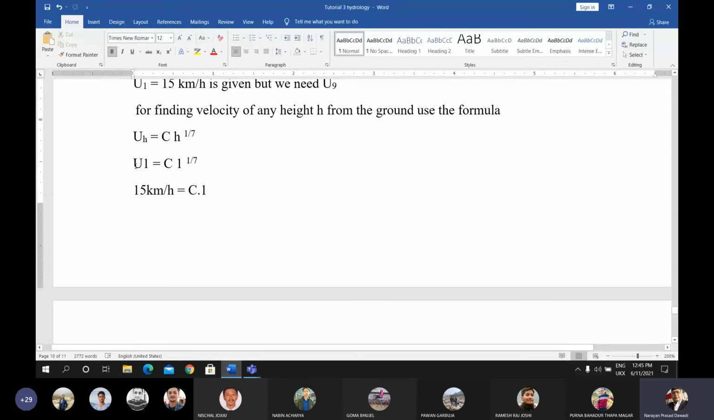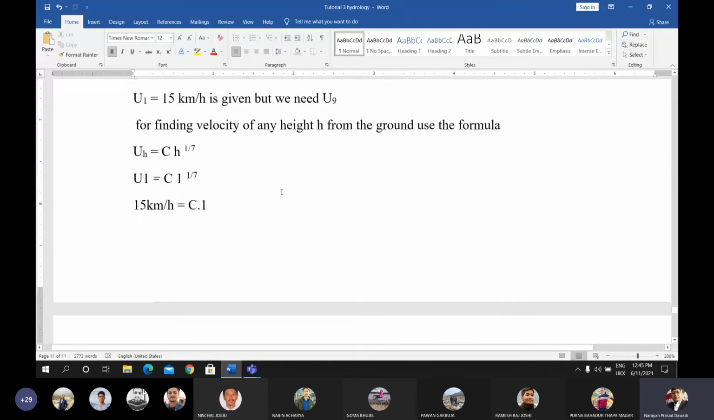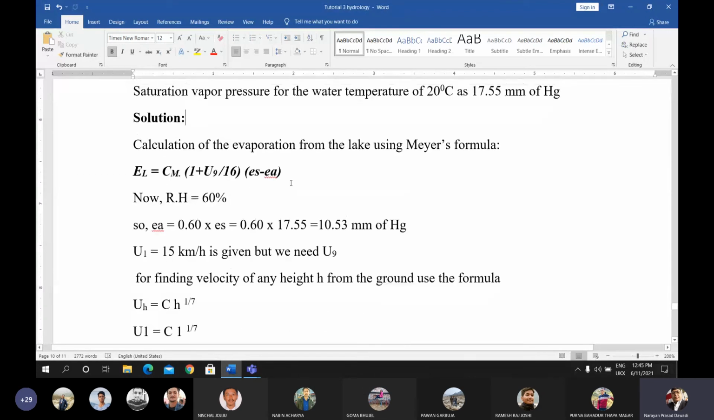For 1 meter height above the ground surface, the velocity u1 will be C times 1 to the power 1/7. This is the equation. Now the C value is 15. After finding the C value as 15, u9 is equal to 15 times 9 to the power 1/7, which gives the u9 value as 20.53 kilometers per hour. After knowing the u9 velocity, we look at the difference between Es and Ea and the coefficient of Meyer.